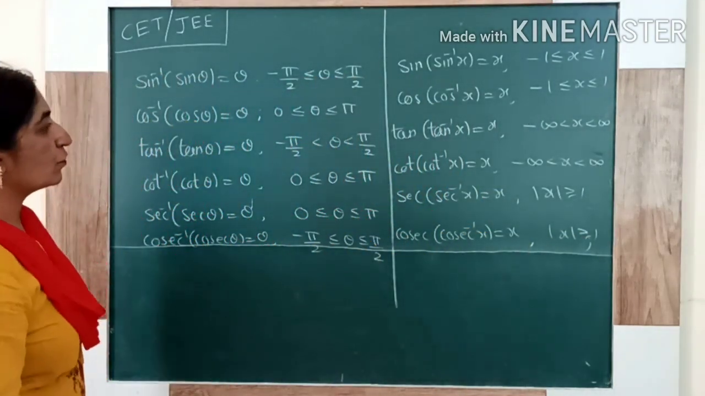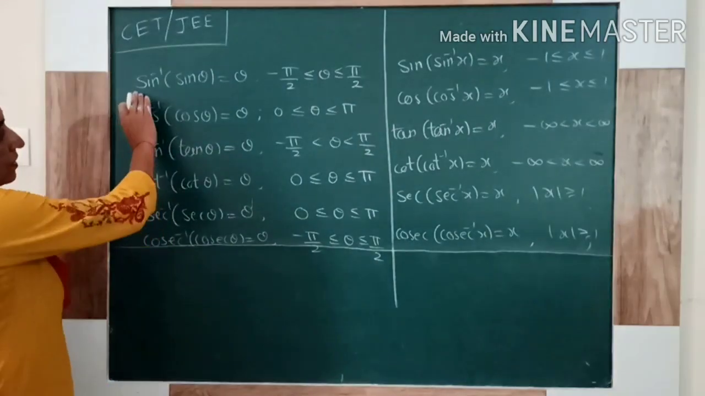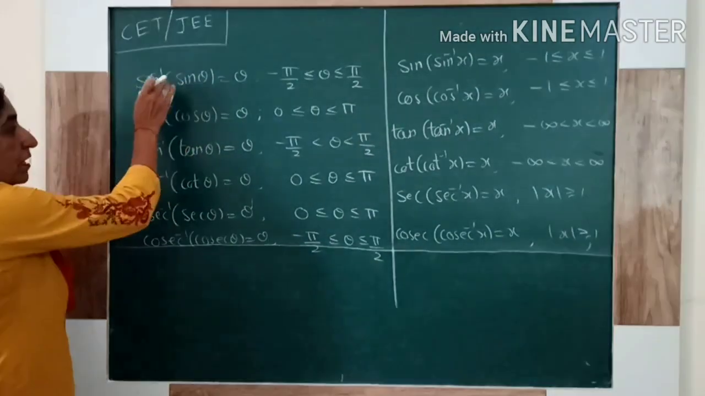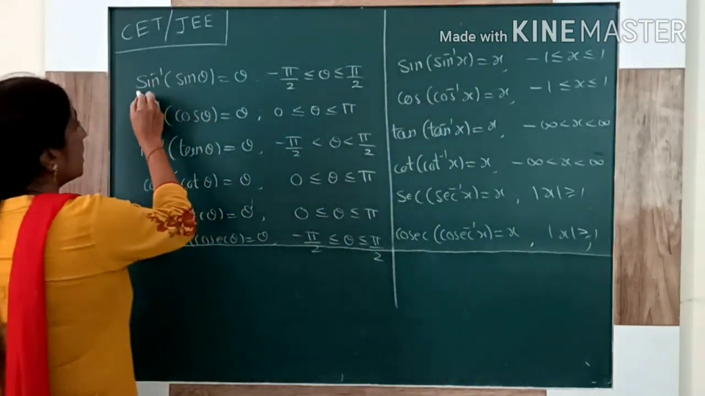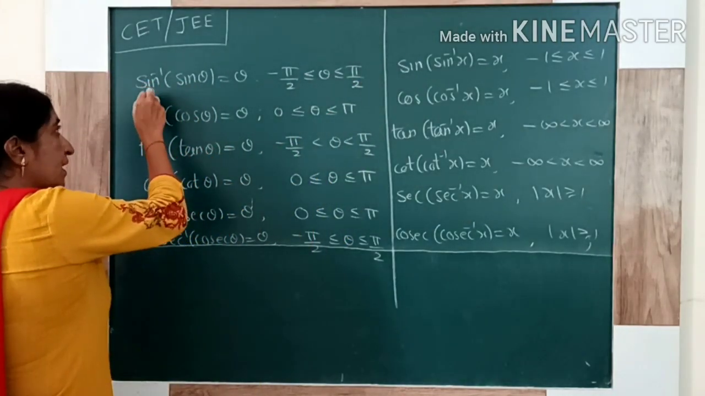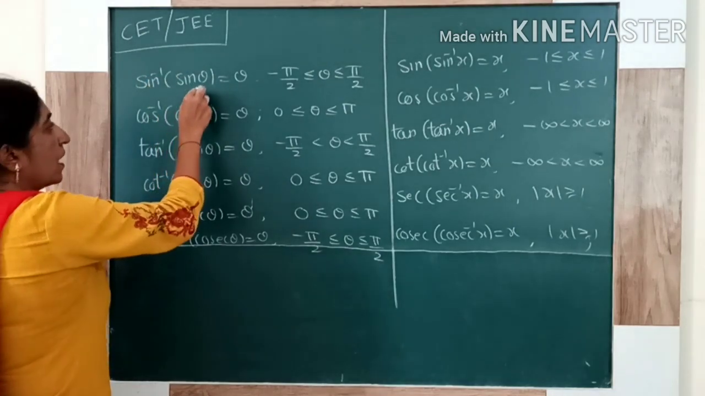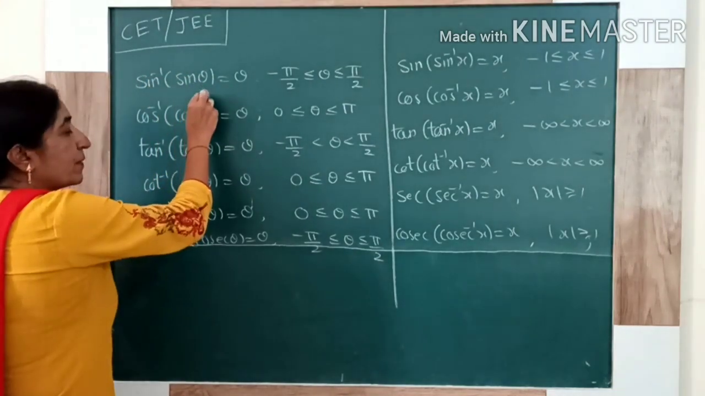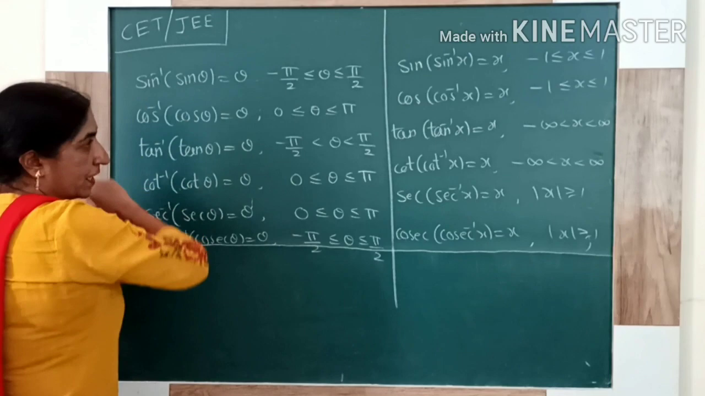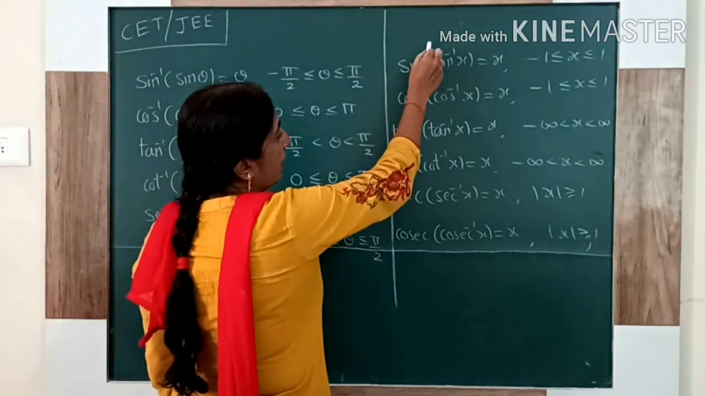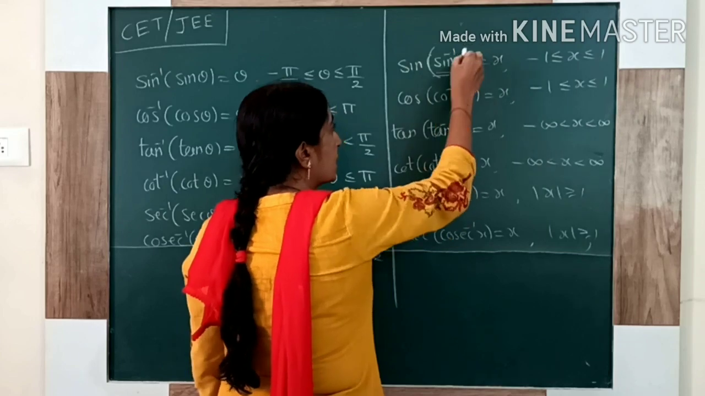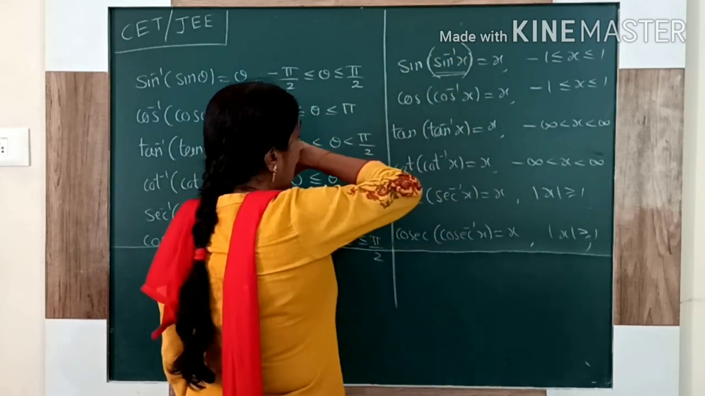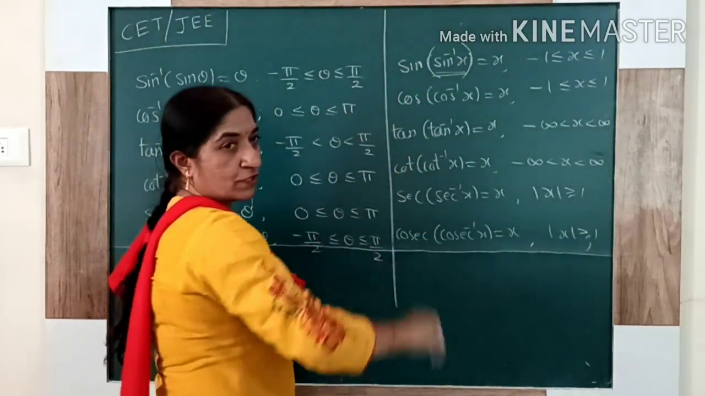Students, in front of you we have two tables. One is sin inverse of sin theta. Here, what you are observing is that sin inverse is outside: sin inverse of sin theta. At that time, theta will be in the form of degree or radian. And here, sin of sin inverse x is equal to x. Inverse is present inside the bracket. In both the cases, sin and sin inverse get cancelled.